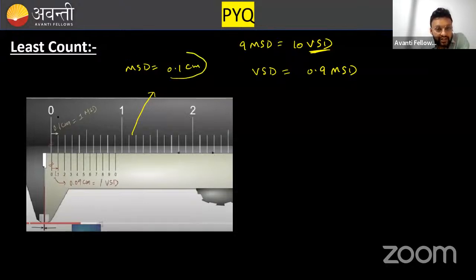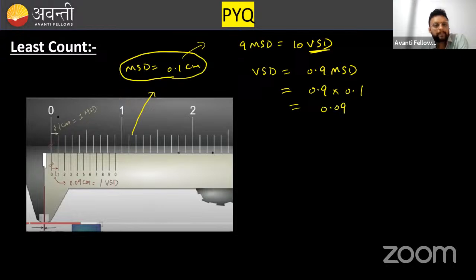This value may change. If I take the main scale division as 0.1, then what is the vernier scale division? That is 0.9 into the main scale division 0.1. So that will be 0.09. Clear?